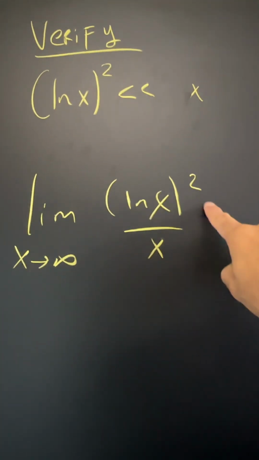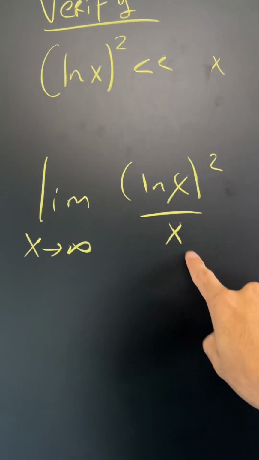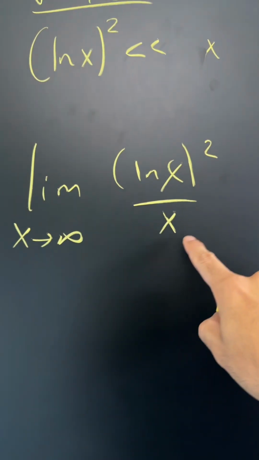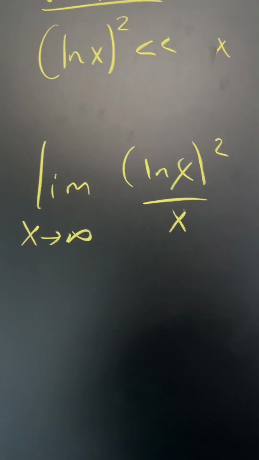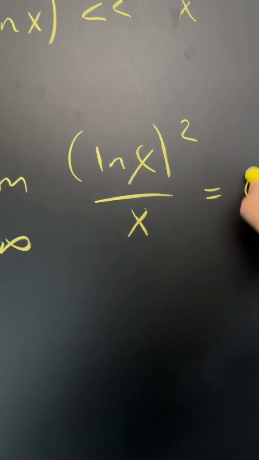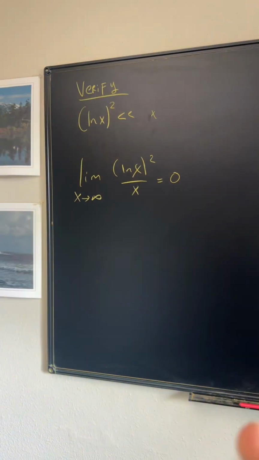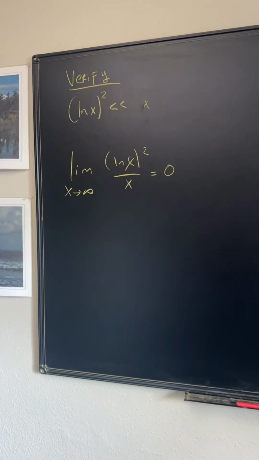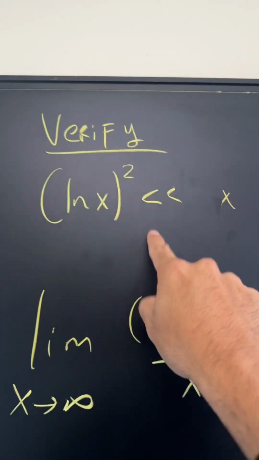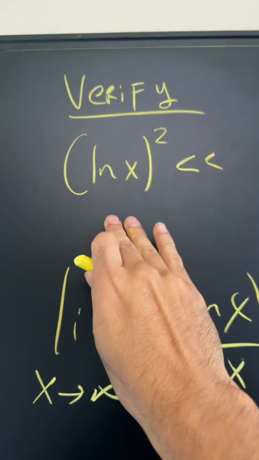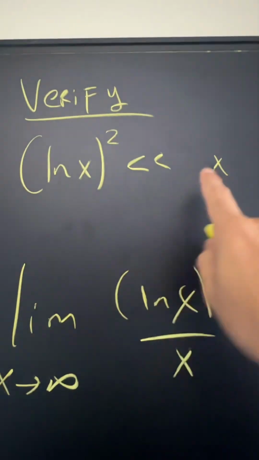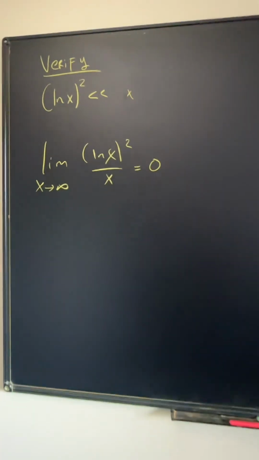If this in fact grows a lot slower, meaning the bottom will grow faster, the bottom number will get much bigger than the top. In other words, this limit will approach 0. And if we can prove that this limit is equal to 0, then we have proven that this is less than x. In other words, this function is growing far smaller than the function x. Well, how do we go about it?